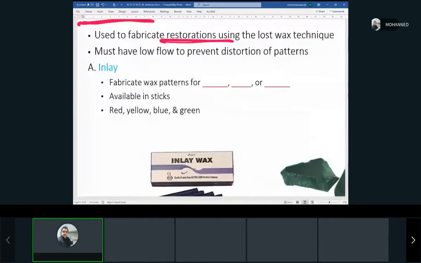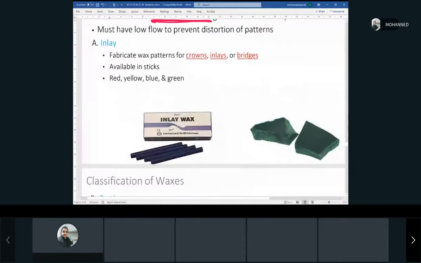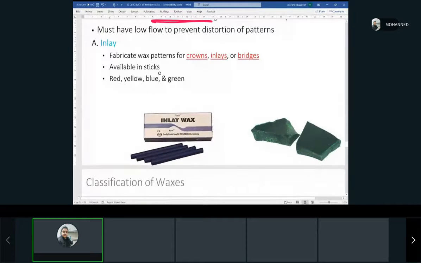Then we have the first type of the pattern wax, which is the inlay wax. This is used to create crowns, inlays, or bridges. Again, I just want you to know the main use of each type of wax and the shape of it a little bit as well. I'm not going to get you to memorize these, but there are specific ones that you can really recognize in a minute.